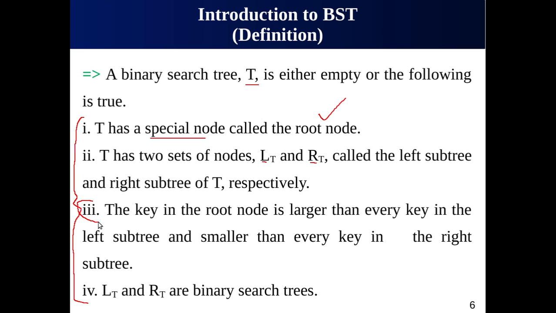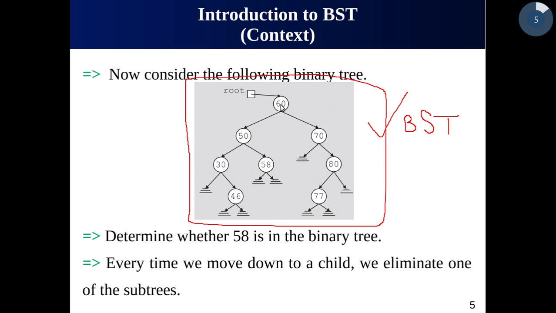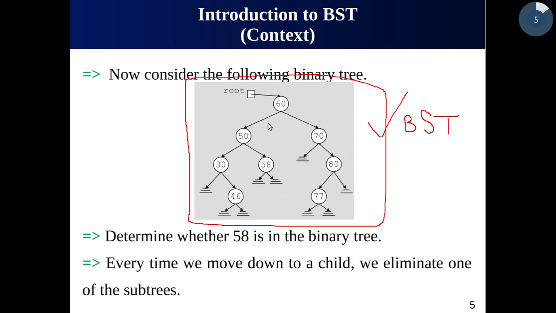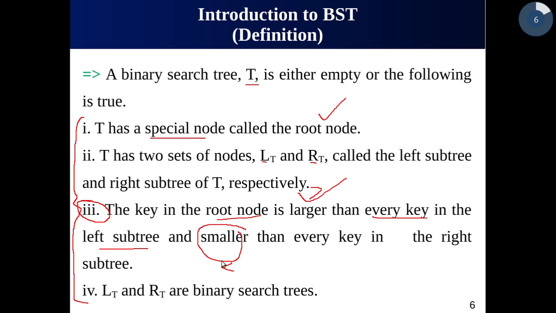Third property, which is very important. The key, the value, the element in the root node must be greater than every other node in the left subtree, and it must be smaller than every key in the right subtree. And we saw it here. 60, you see, it is actually greater than the left subtree, and it is actually less than the right subtree. So it must be greater than the left subtree and less than the right subtree.